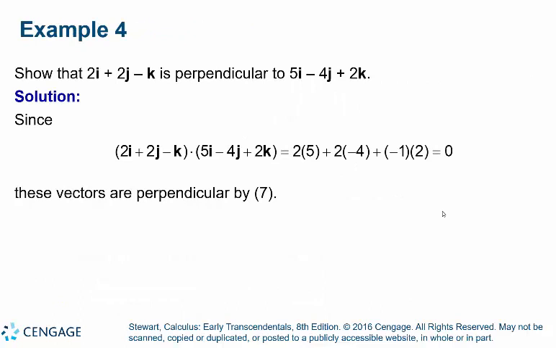All right, so for example, let's show that 2i plus 2j minus k is perpendicular to 5i minus 4j plus 2k. So all you have to do is find the dot product of these. So you take 2 times 5 plus 2 times -4 plus -1 times 2. If you were to work this out, you would see that it would be equal to 0. So what you can say then is these two vectors are perpendicular, all right, because their dot product is equal to 0.